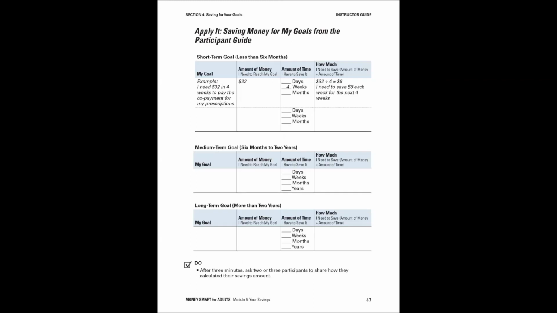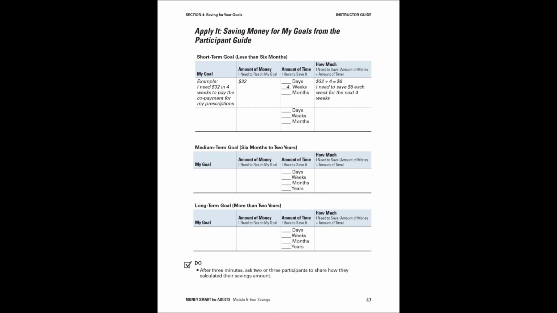And as you see here on the slide, looking at the instructor guide, it shows here that you have $32 that is the goal to be able to reach to pay for the co-payment and the prescriptions. So this needs to happen within 4 weeks. And so if you divide $32 by 4 weeks, you have $8.